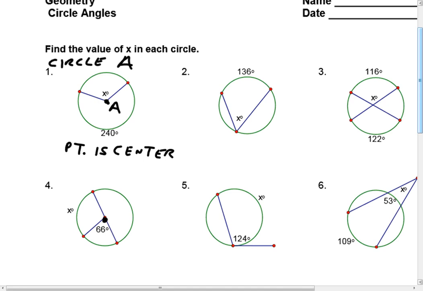What kind of angle are we showing in number 1? Central angle. What's the rule for central angle? Inside the central angle is the arc. All right, so what do you have for x, Dustin? 120. And that's 120 because the arc is 120. Why is the arc 120?